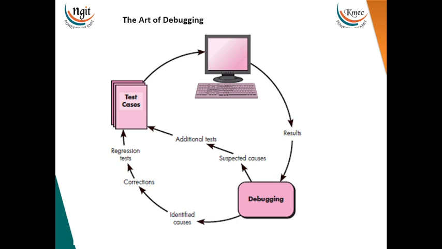Then we have the art of debugging. This is the basic diagram of it. We test, we get results, then we debug. Identify the cause, correct it, and regress. Otherwise, suspect a cause, run additional tests, and go for testing again. If the error occurs like this we go one way, otherwise we identify the cause. There are two ways we can go there. This is the basic diagram of debugging.